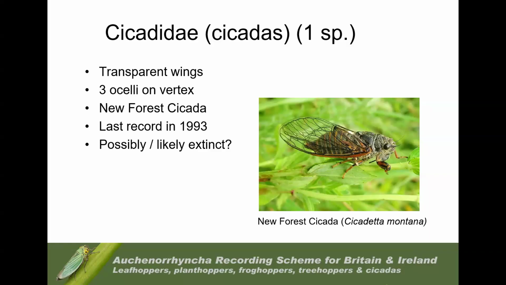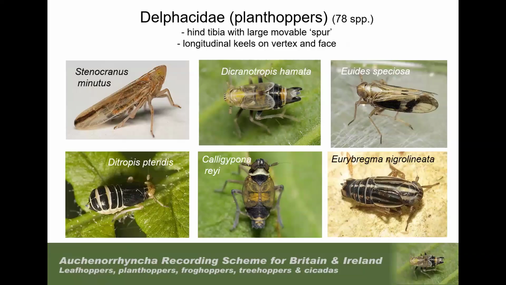Plus the fact that it has a 7 or possibly 8 year life cycle. So most of the time it survives as a nymph underground, feeding on the roots of its host plants, and only pops up as an adult once every 7 or 8 years. So it's a difficult species to study. So my feeling is that it may well be extinct in Britain, but it may be hanging on in one or two places where people perhaps haven't looked. Who knows? We'll see. Okay, so that's the Cicadomorpha.